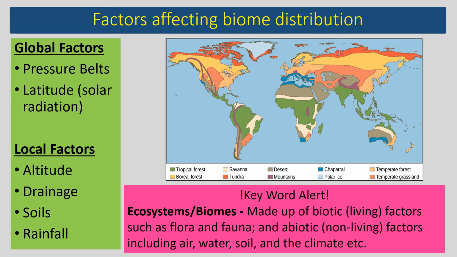So to summarise, over the next 2 lessons, you need to have a really good understanding of the global factors that will affect biome distribution and the more local factors. Today we're going to be focusing on pressure belts and latitude, and if you need to, take some time now just to reread the definition of ecosystems and biomes and copy this down into your class notes.